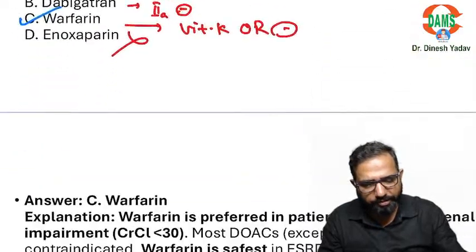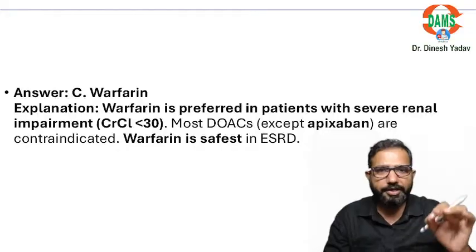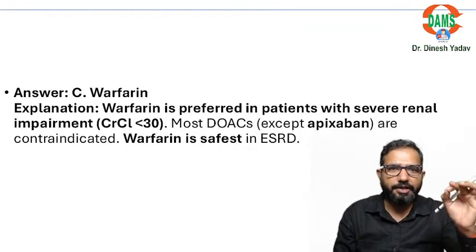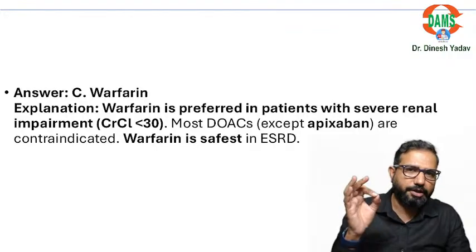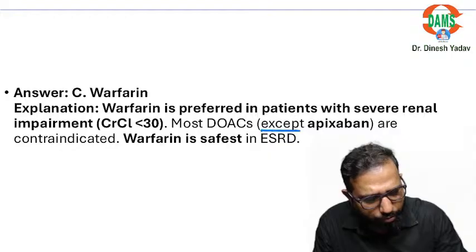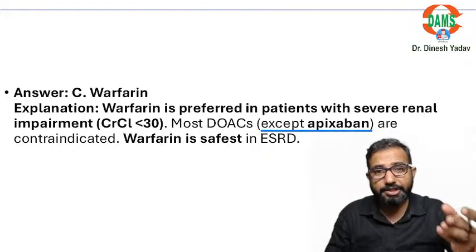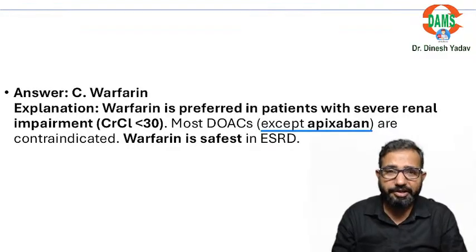So don't forget the warfarin. Warfarin is the preferred anticoagulant in the patient with severe renal impairment. All direct oral anticoagulants are avoided except one drug. Don't forget the apixaban. That's why apixaban is the most commonly used oral anticoagulant nowadays.